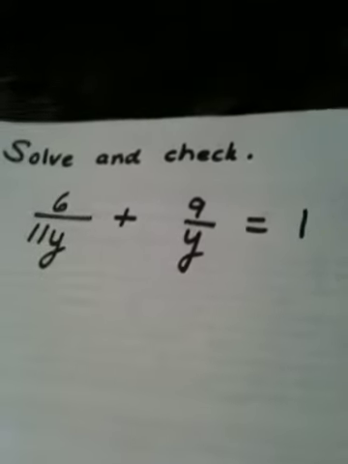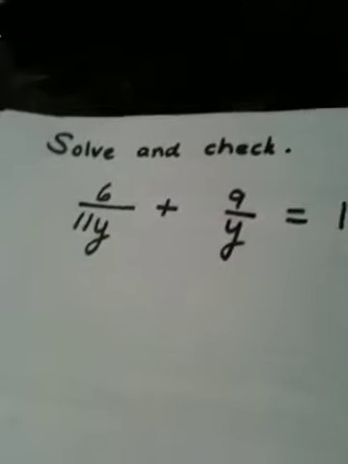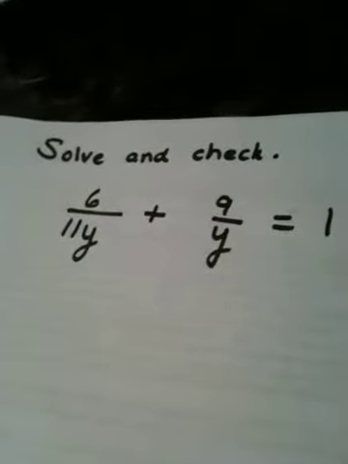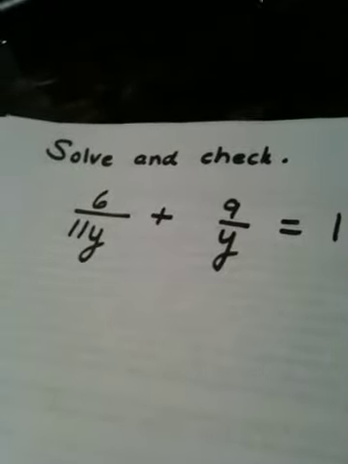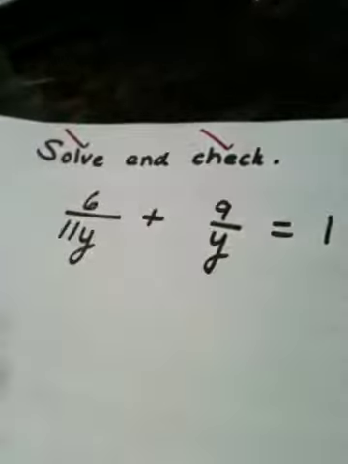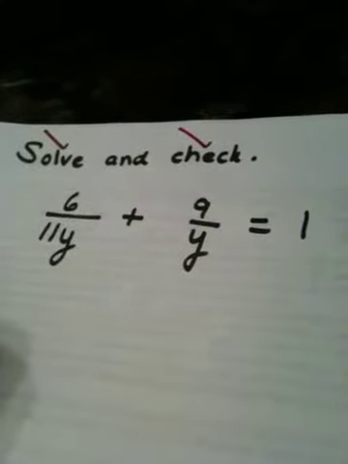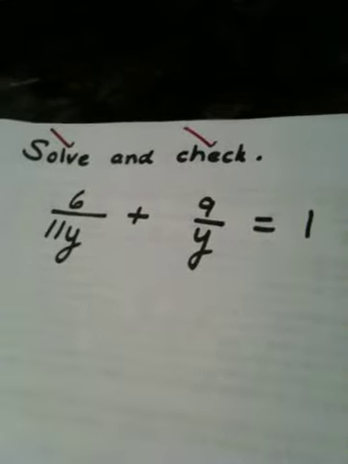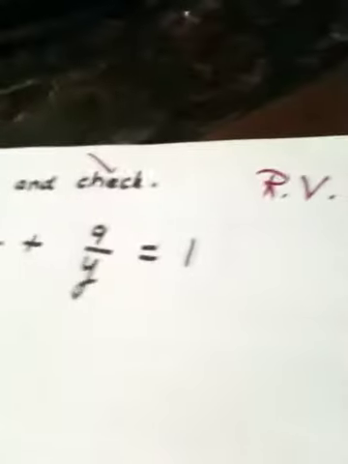Ladies and gentlemen, as we continue with section 6.4, notice that we have another rational equation that we're solving. Pay attention to both parts of the directions. Solve and check. Now, the best way to begin this problem is to start by stating restricted values. RVs, okay? A restricted value.